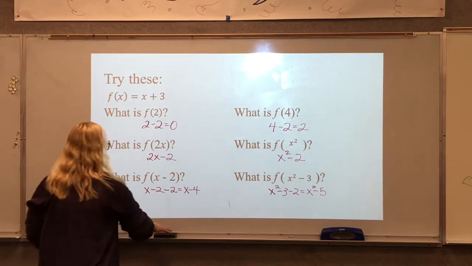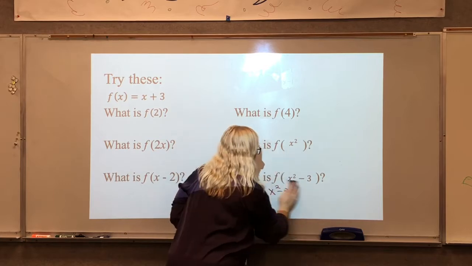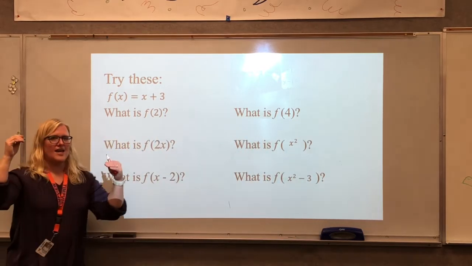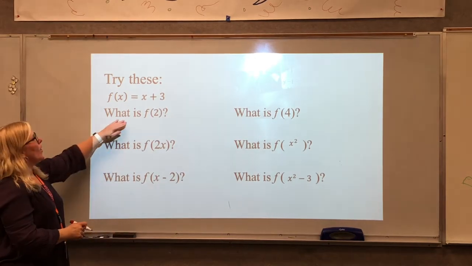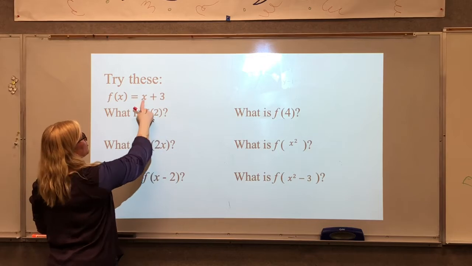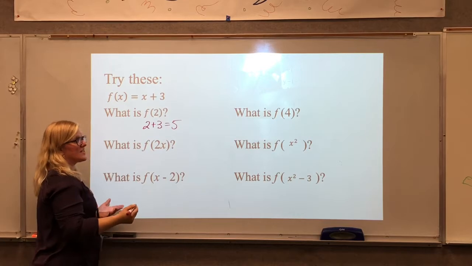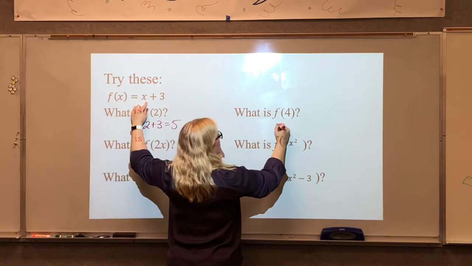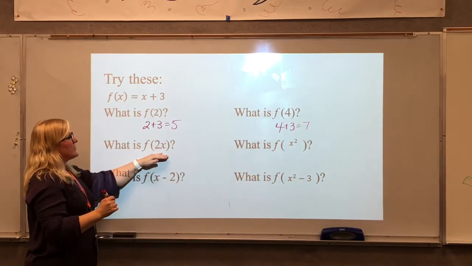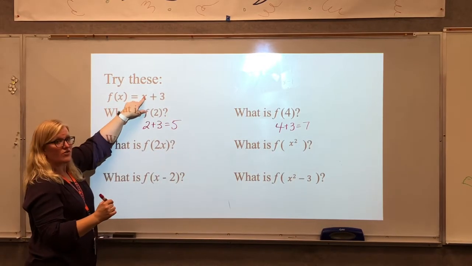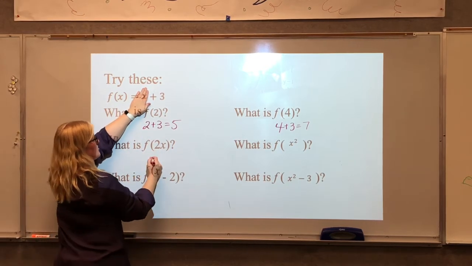Okay, so I just have a couple for you to try. I want you to try these with f of x equals x plus 3. So go ahead and pause right now. All right, so what is f of 2? Well, I plug 2 in for x and I get 2 plus 3 is 5. What is f of 4? Well, I plug in 4. 4 plus 3 is 7. f of 2x, I plug in 2x for x. I'm not multiplying or anything else. I'm just taking out this x, putting in 2x.